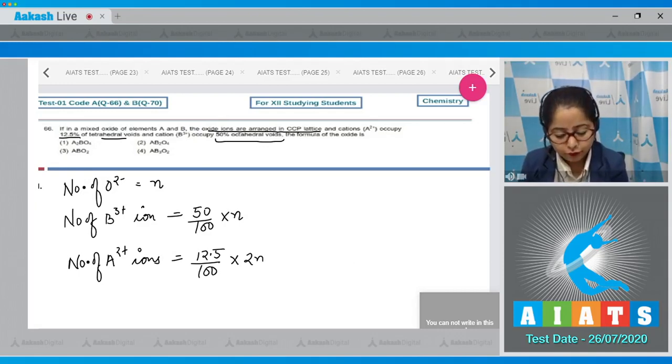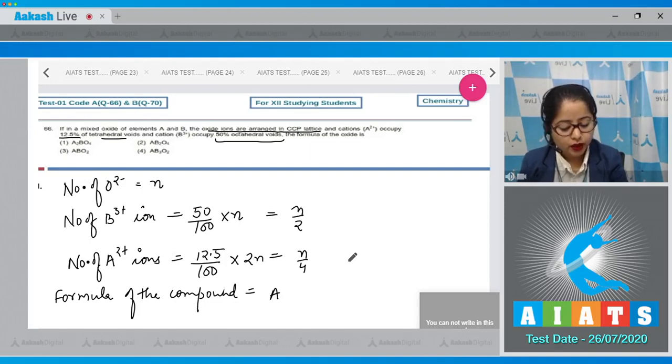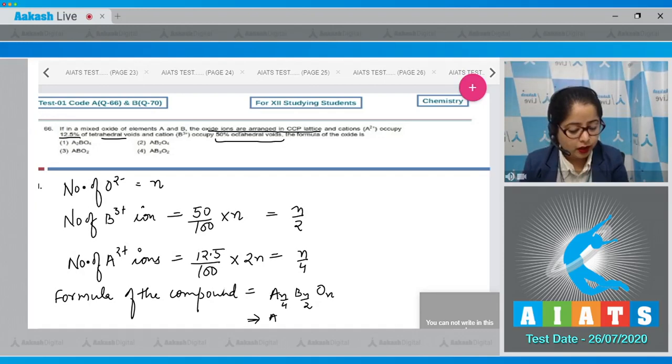That means the formula of the compound would become A. Let's solve this here only. n by 4, n by 2. So A will be n upon 4, B will be n by 2, and O will be n. Therefore, the final formula will become AB2O4. Or we can say that the correct answer for this question is option number 2.